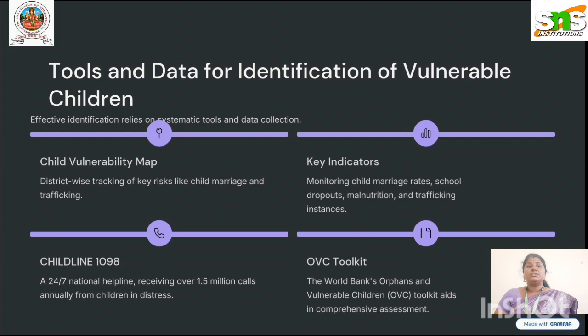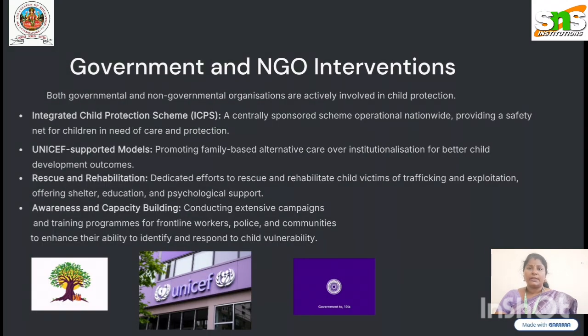So, in government and NGO interventions: government and integrated child protection schemes, UNICEF, rescue and rehabilitation, awareness and capacity building. These are all the government and NGO interventions. The ICPS, a centrally sponsored scheme operational nationwide, provides a safety net for children in need of care and protection, promoting family-based alternative care over institutionalization for better child development outcomes. Dedicated efforts rescue and rehabilitate child victims of trafficking and exploitation, offering shelter, education and psychological support. Extensive campaigns and training programs for frontline workers, police and communities enhance their ability to identify and respond to child vulnerability.